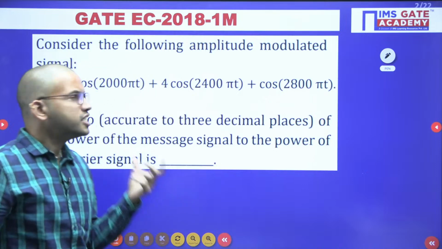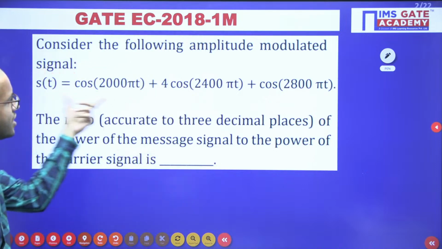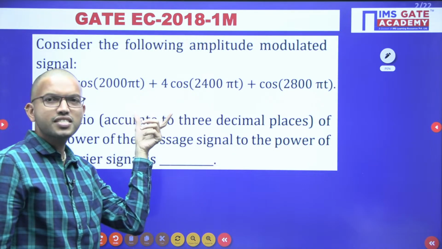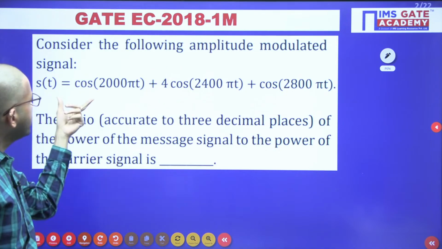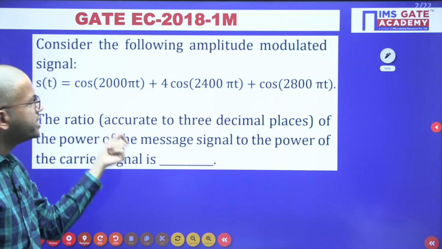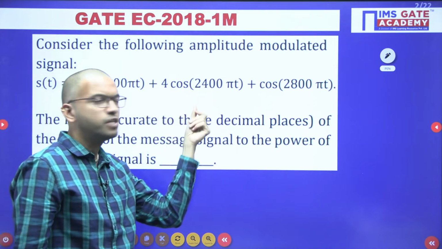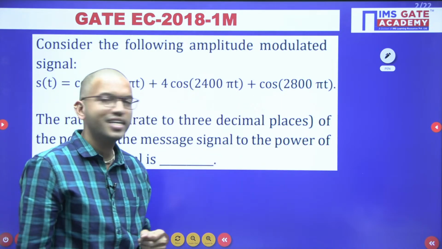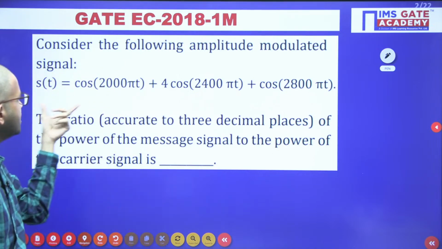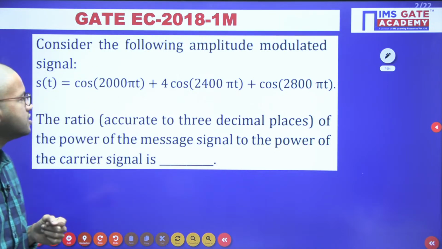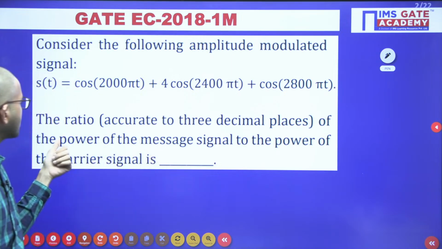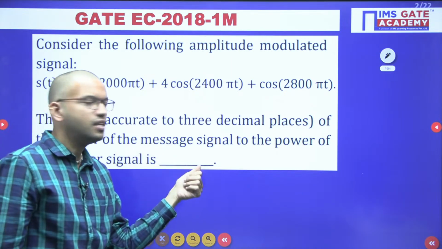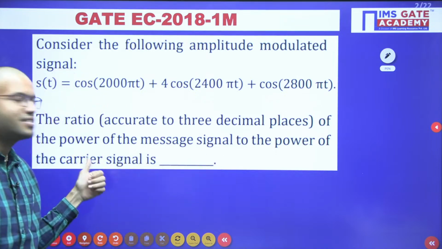In this particular question, they have given one equation corresponding to an amplitude modulated signal: cos 2000 pi t plus 4 cos 2400 pi t plus cos 2800 pi t. They have given the equation of the AM signal like this, and now they are asking the ratio of the power of the message signal to the power of the carrier signal.